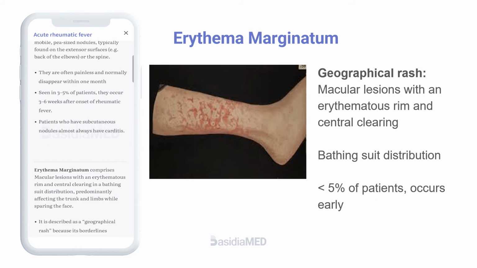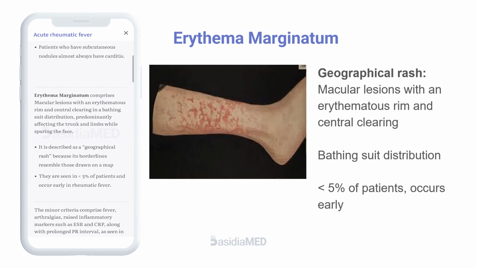Erythema marginatum comprises macular lesions with an erythematous rim and central clearing in a bathing suit distribution, predominantly affecting the trunk and limbs, while sparing the face. It is described as a geographical rash because its borderlines resemble those drawn on a map. They are seen in less than 5% of patients and occur early in rheumatic fever.